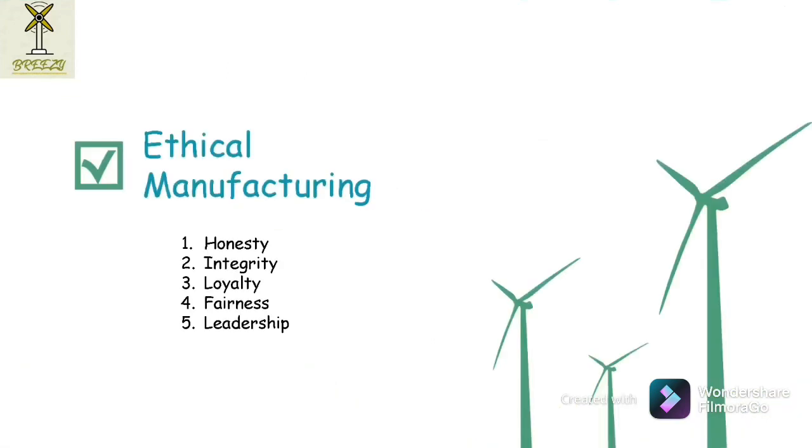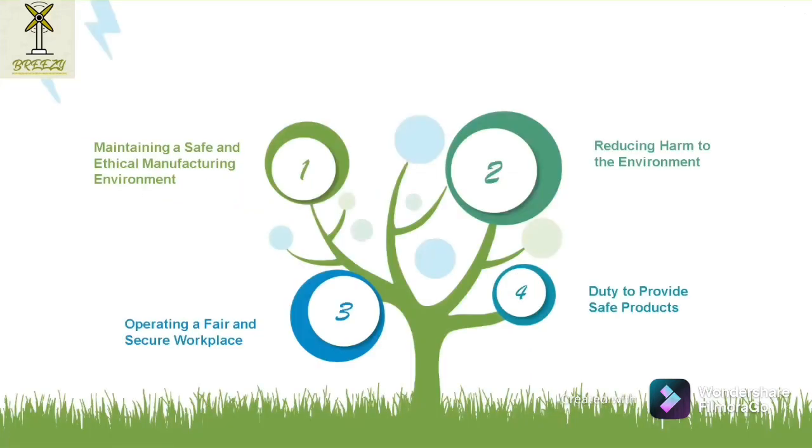In addition to these listed issues, manufacturing companies face extra challenges because of the potential harm to employees and consumers. There are four main ethical issues related to manufacturing businesses. Maintaining a safe and ethical manufacturing environment.